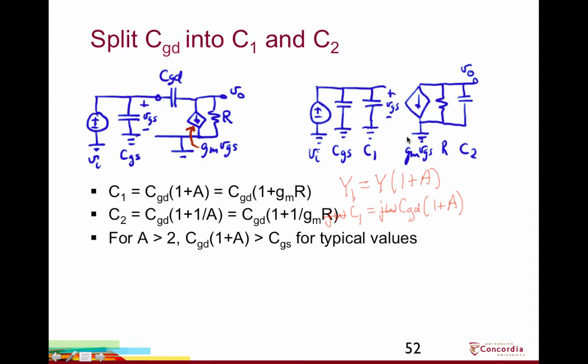So now C1 and CGS are in parallel. And we can see that if we assume that CGD is about 30% or so of CGS, for any value of A greater than 2, this CGD times 1 plus A is going to be equal to or greater than CGS. And so we can say, for the common source amplifier, CGD is the dominant source of input capacitance.